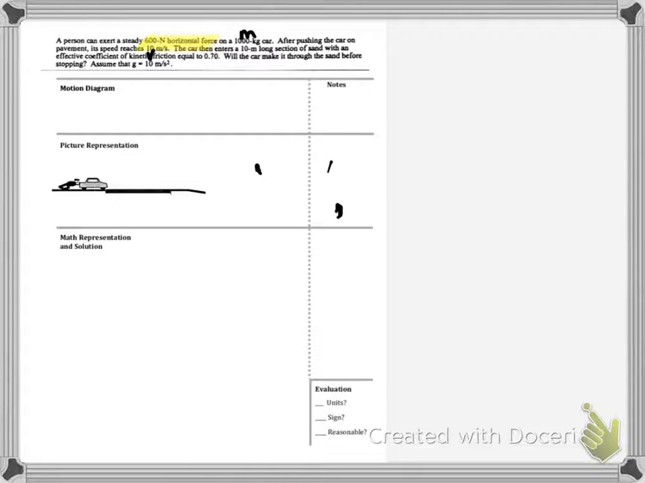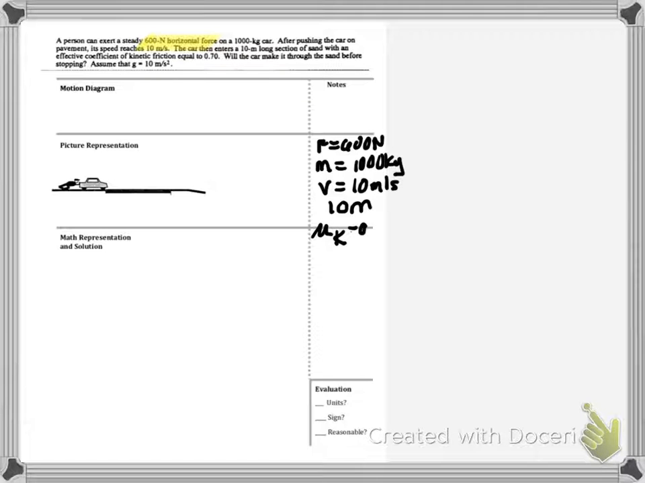So what we can say is that we have some kind of force that's 600 newtons, just kind of assigning variables to things. We have a mass of a car is 1,000 kilograms. We know that the speed reaches 10 meters per second. I'm going to call that v because I know that that's some kind of a velocity just because of the unit. It then enters, there's something about 10 meters, and then we know the coefficient of kinetic friction is 0.7.